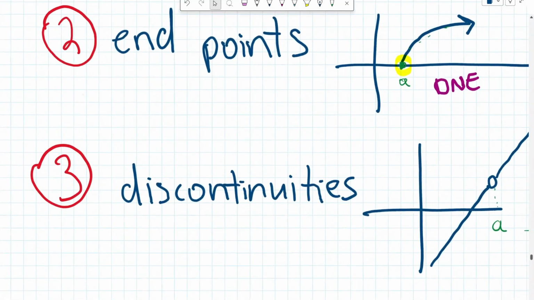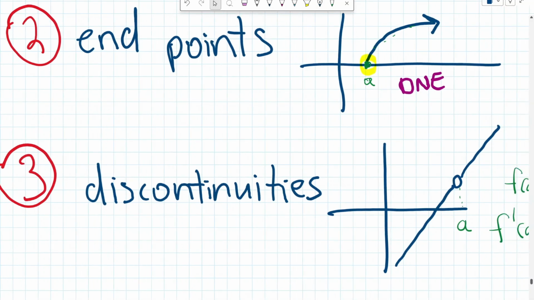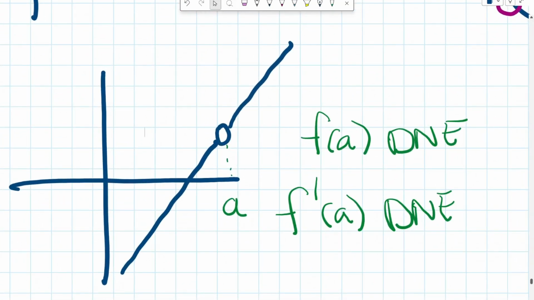Let's look at the third point. So, like I mentioned before, discontinuities is another point where the derivative does not exist. So we can have the endpoint situation where we have piecewise functions, but then we can also have other situations where we have a hole. So let's look at this plot over here. So in this case, we have a linear function. However, we have a removable discontinuity, or a hole, at x equals a. So the first thing that we can note is that f of a does not exist.